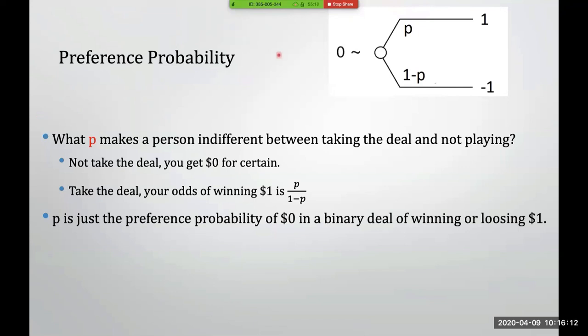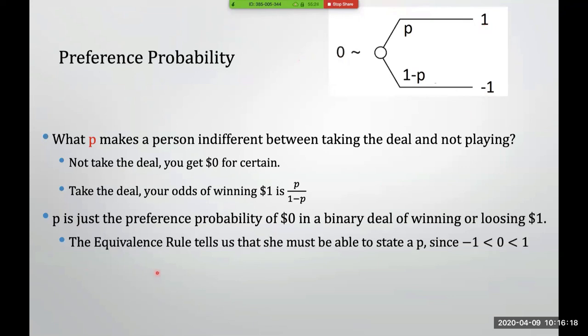And since we have some amount over here that is between 1 and -1, by the equivalence rule, we should be able to state a P over here, right? Remember, the equivalence rule tells us that for a certain amount of money that is between the two prices in an uncertain deal, you will be able to state a preference probability that makes you equivalent between the two options.